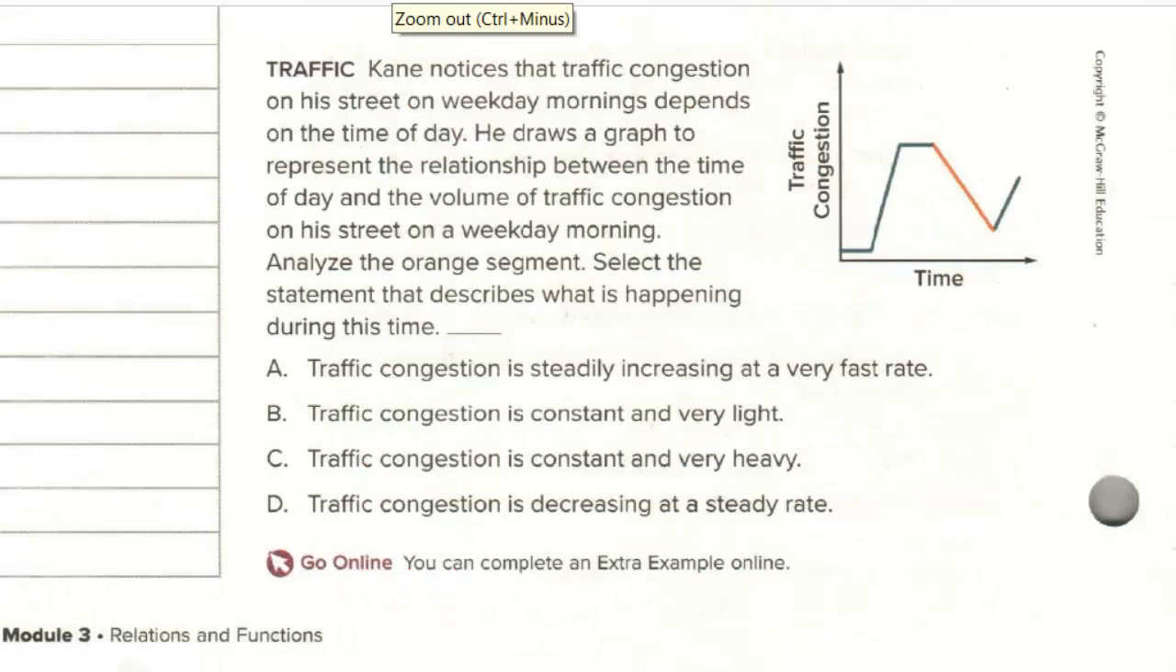For the next part of our check, Kane notices the traffic congestion on his street on weekday mornings depends on the time of day. So traffic congestion is the dependent, depends on the time, independent, input, output. He draws a graph to represent the relationship between time of day and the volume of traffic congestion on a street. Analyze the orange segment, select the statement that best describes what's happening during this time.